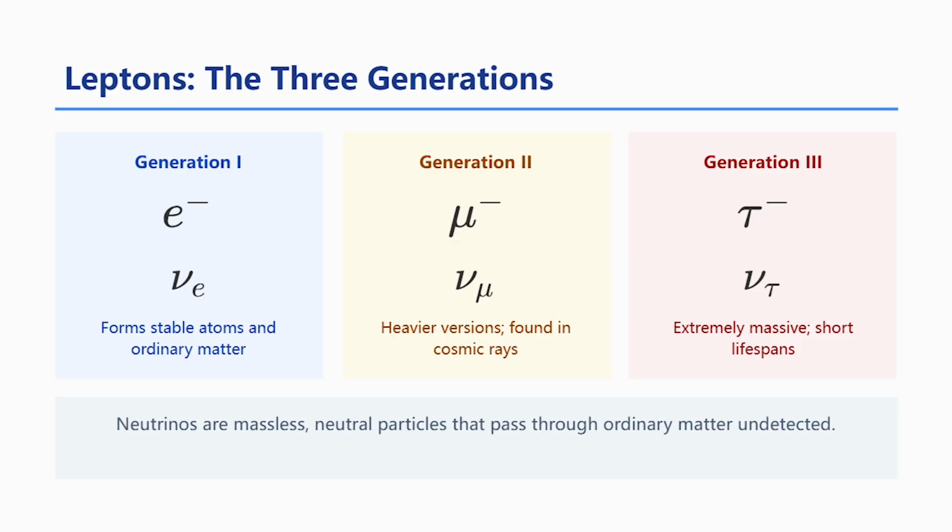Neutrinos are particularly mysterious. They are nearly massless and have no electric charge, meaning they pass through almost everything, including you, without leaving a trace. It's one of the great mysteries of physics why we have exactly 3 generations of these particle pairs.